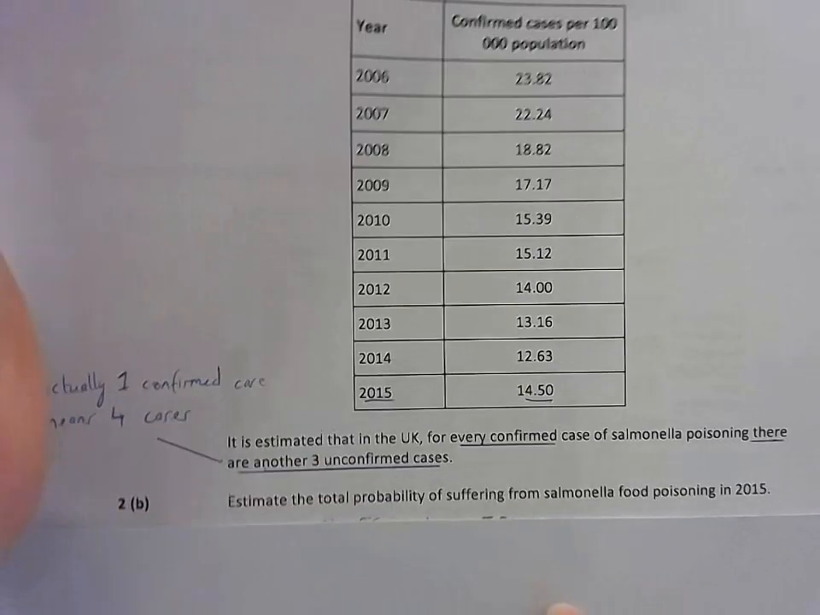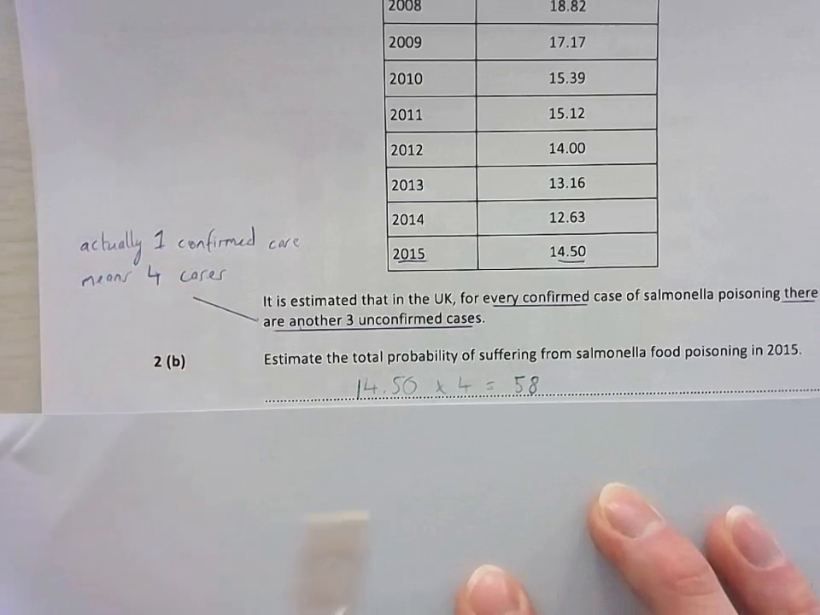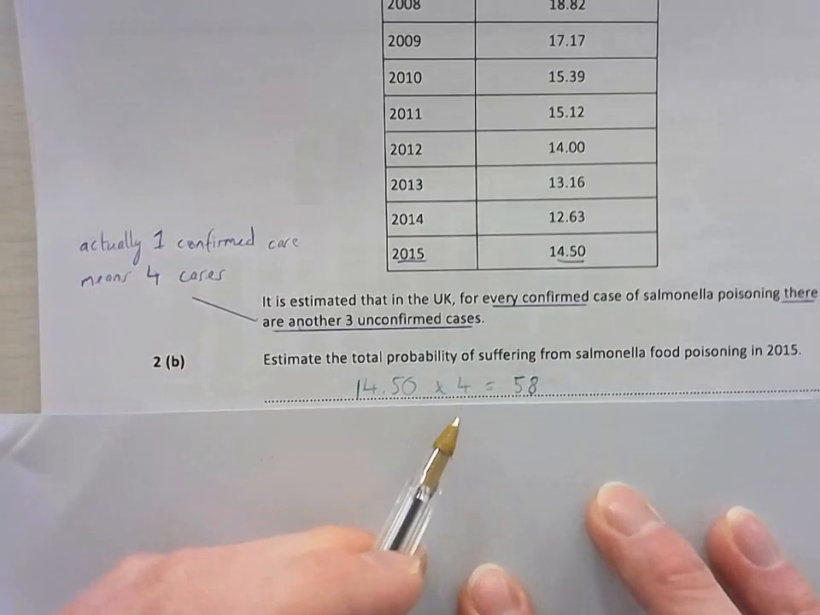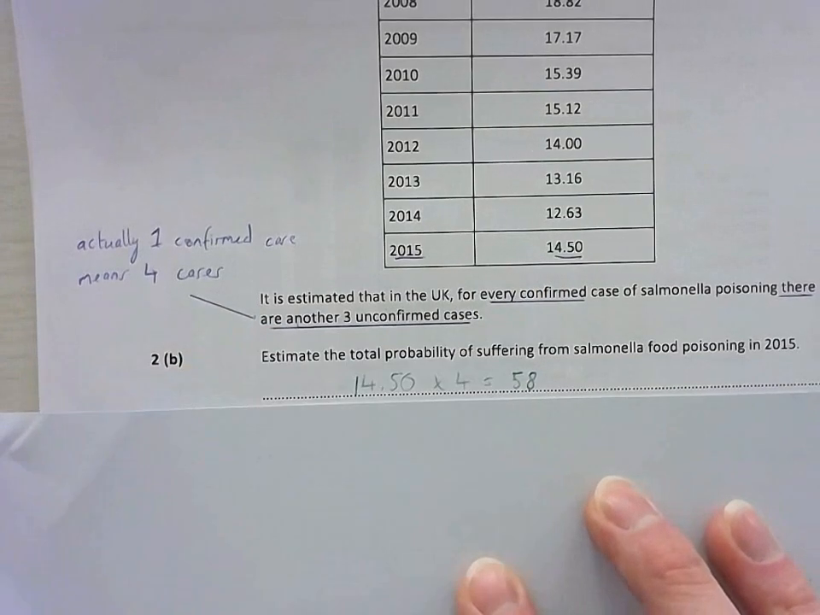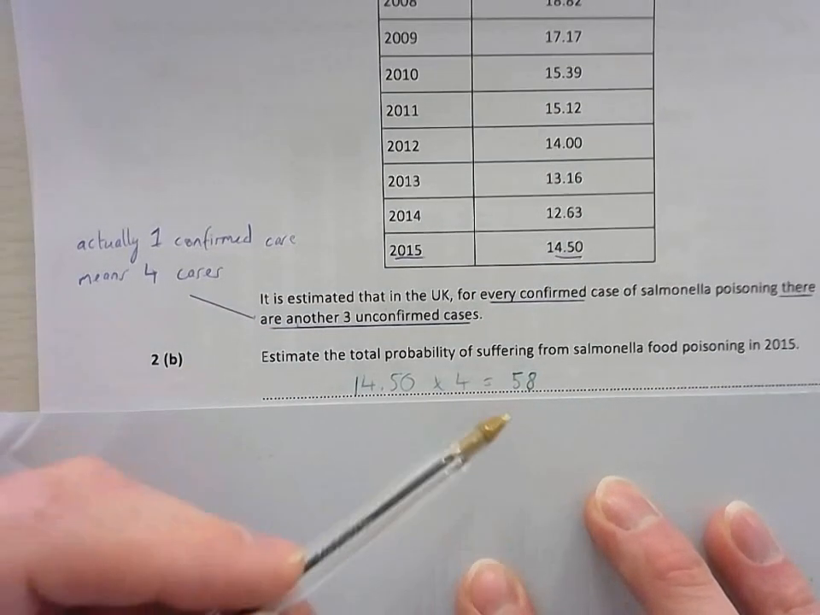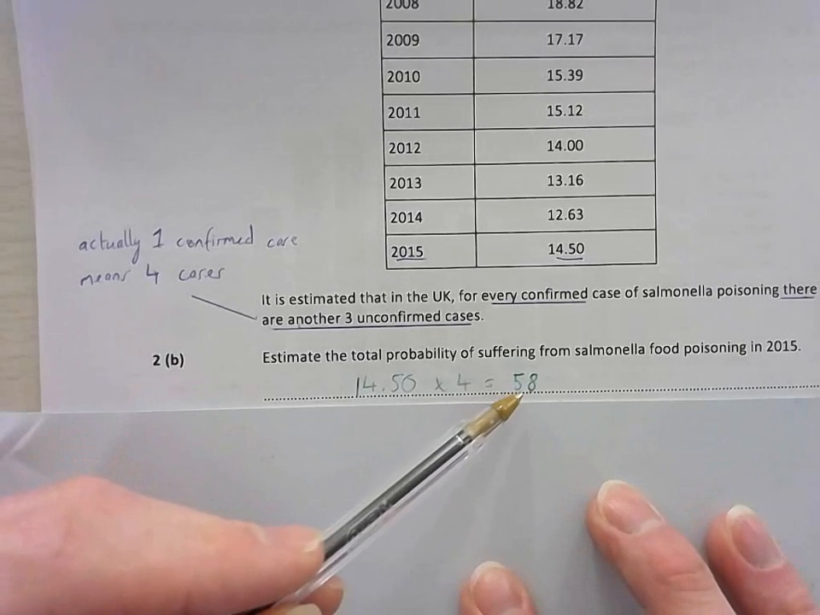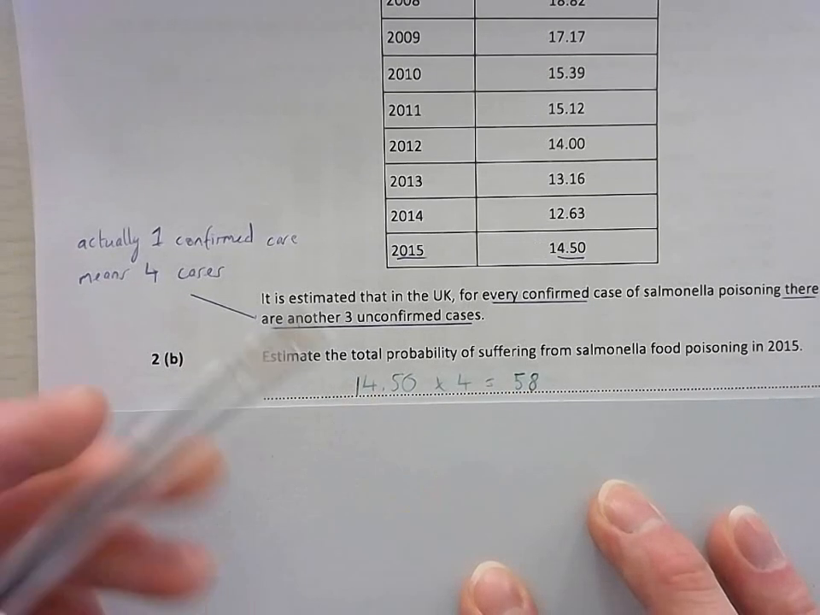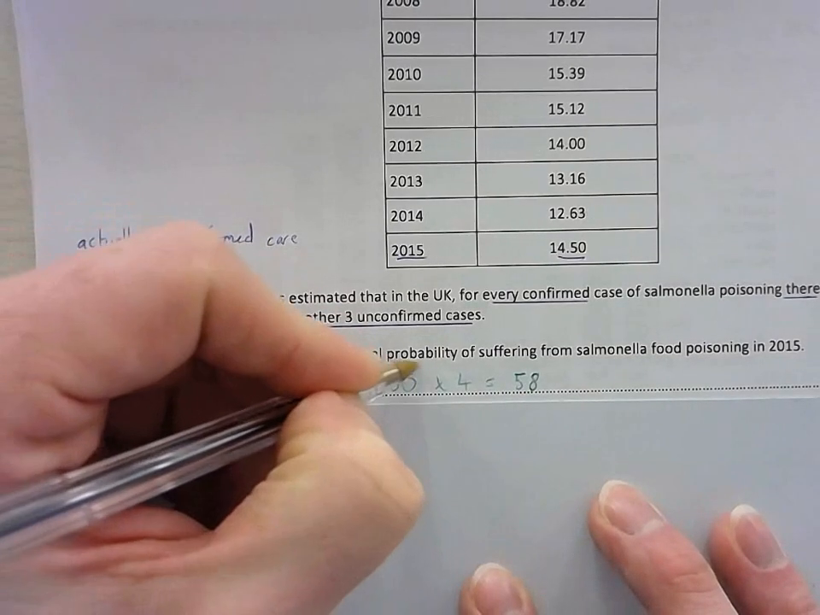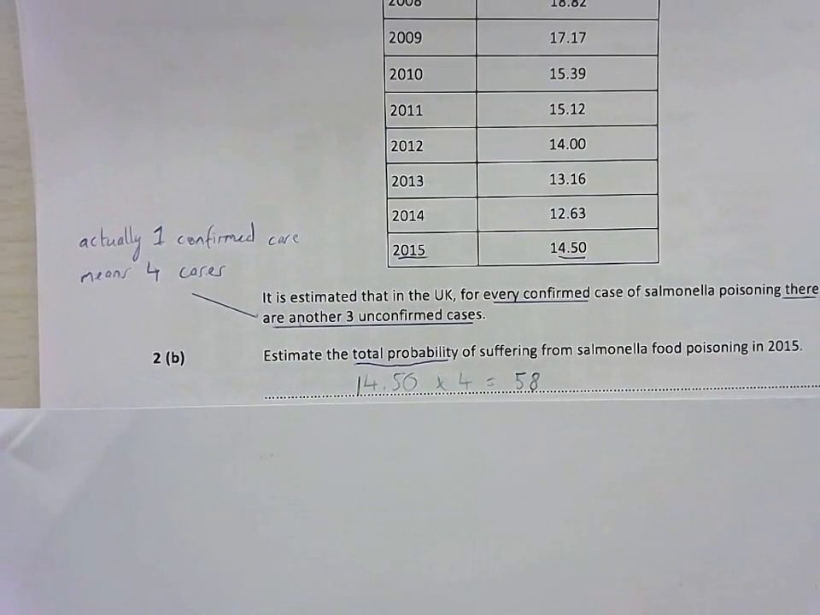So what we have to do, first of all, is actually take that 14.50 and multiply by 4, because the actual number of cases is going to be 4 times bigger than the number of confirmed cases. And that gives us 58 total number of people who've suffered from salmonella in 2015. And then, because it says total probability, we have 2 options. We can work it out as a decimal, or we can work it out as a percentage.